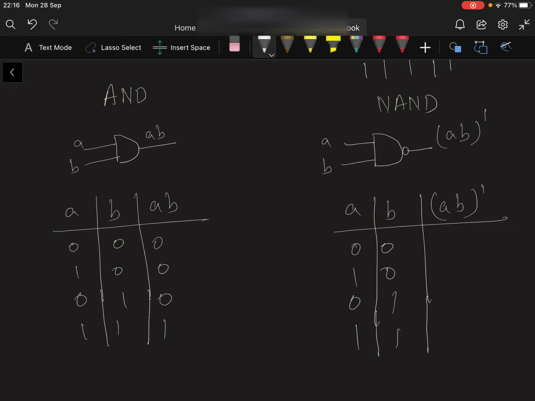So here, if both input A and B are on, the output will be the reverse of it, so it will be an off state. And when this is off state, everything else will become an on state.